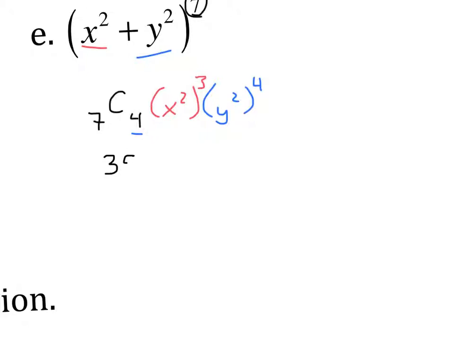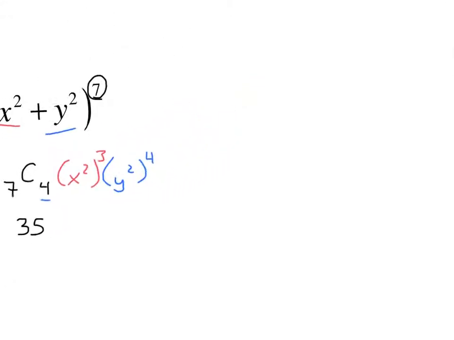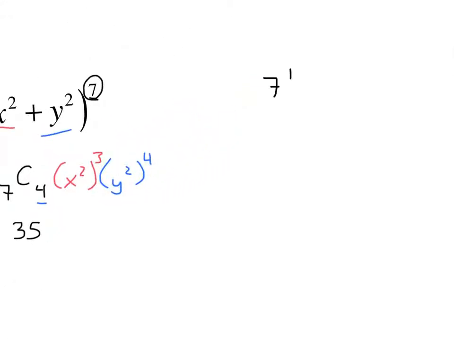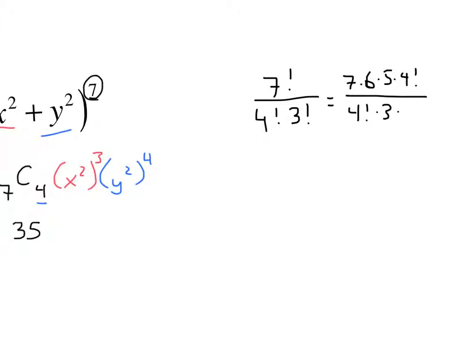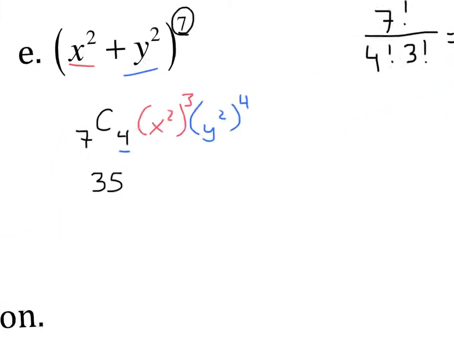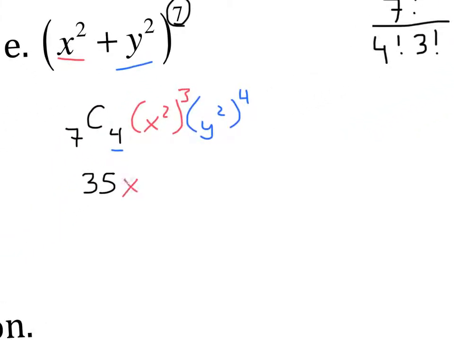Now I have to go ahead and work through this. 7C4 is 35. If you need to see where it came from, 7 factorial over 4 factorial times 3 factorial. 7 times 6 times 5 times 4 factorial over 4 factorial times 3 times 2 times 1. Clearly the 4 factorials drop out. 3 times 2 is 6, and I'm left with 7 times 5. Next, we multiply the exponents, power of a power, there, and power of a power, there.